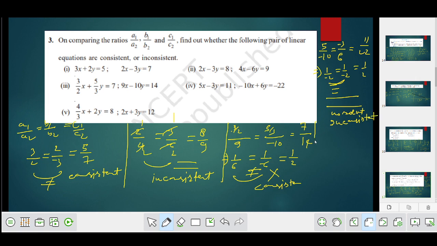Clear? Now, fifth, 4 by 3 upon 2 and 2 by 3 and 8 by 12. 2 to the 4, then we can say 2 by 3. 2 by 3. 4 to the 8, 4 3s are 12. All are same, then coincident, have many solutions. Many solutions, so consistent. Clear?